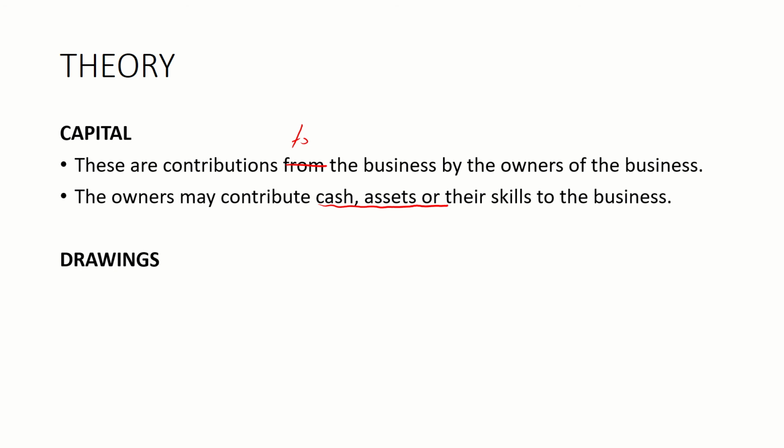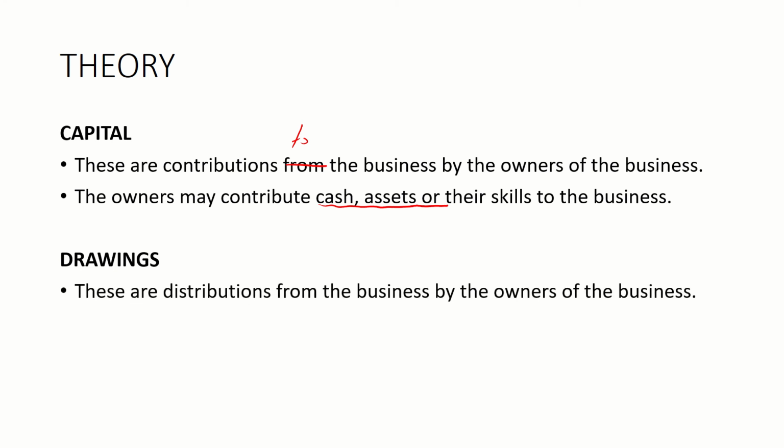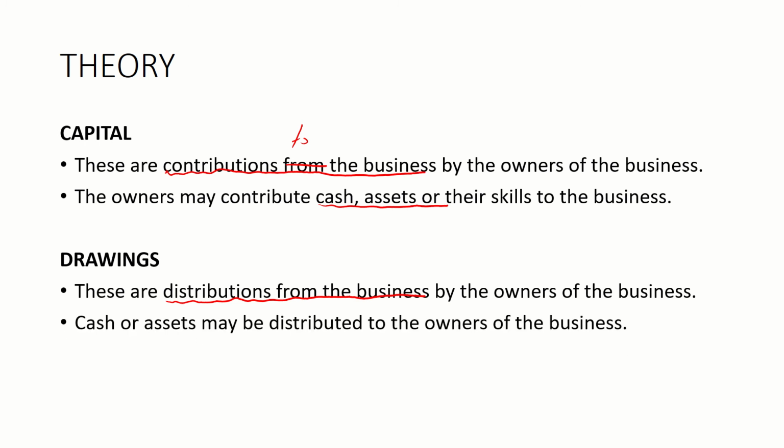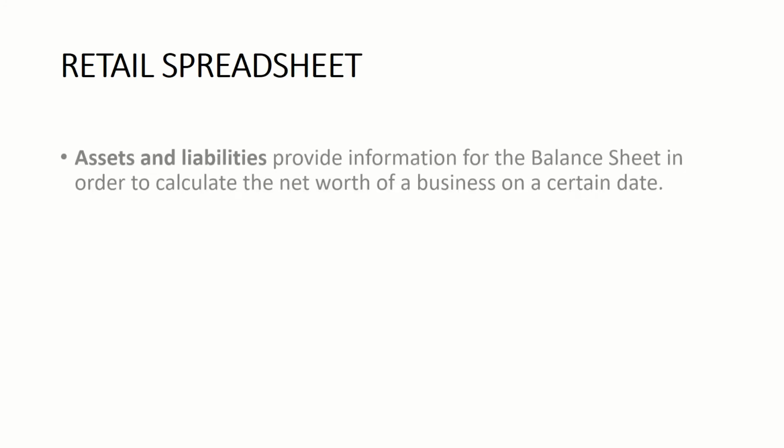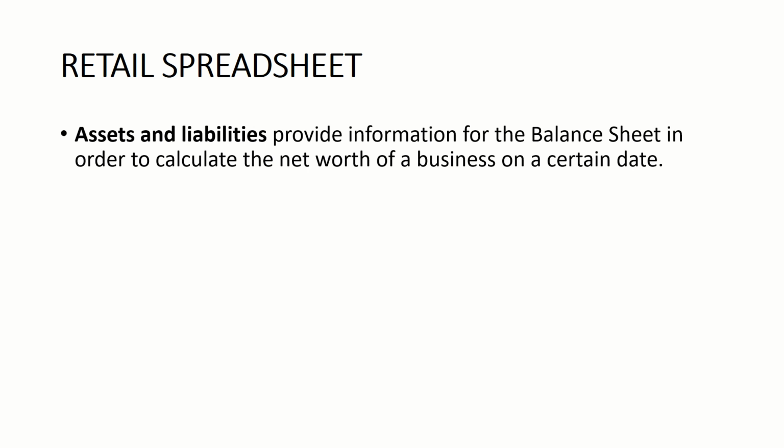Then we've got drawings. Drawings are simply distributions from the business by the owners. Capital, on the other hand, are simply contributions to the business by the owners of the business. Cash or assets may be distributed to the owners of the business. Basically, owners may take money from the business or they may take assets from the business. Whenever the owners take money or assets that belong to the business, that amount of assets or money will be regarded as drawings. Anything taken by the owner for personal use will be regarded as drawings.